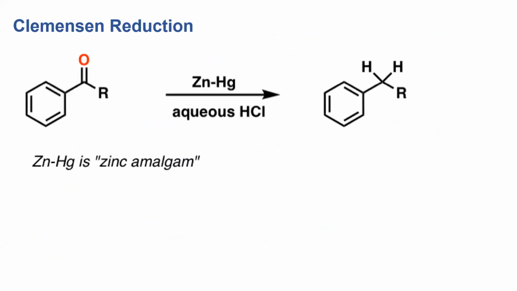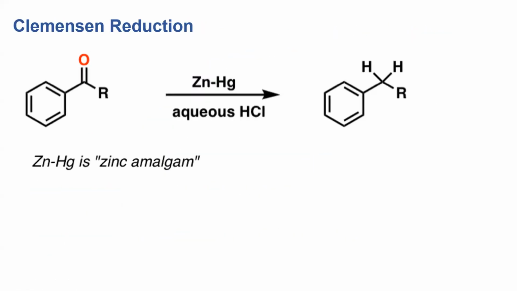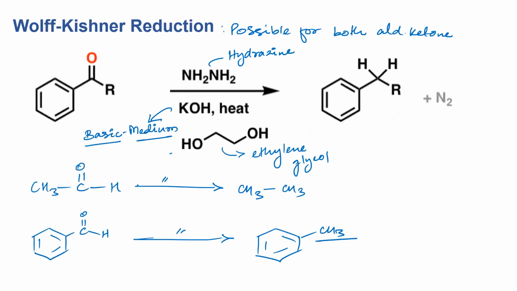What is common between Wolff-Kishner and Clemmensen? Is anyone trying to say something? So what is similar? The reactant is the same, and the product is the same. Same thing is happening. But tell me, what is the difference now?